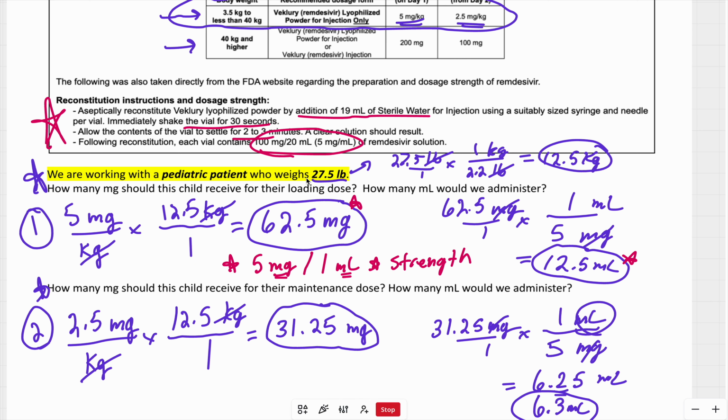Now, if this pediatric patient weighed, let's say, 43 kilograms, then they would have fallen into the second row. And notice the maintenance dose and the loading dose are not weight-based. So we would not use their weight to calculate how much they need.